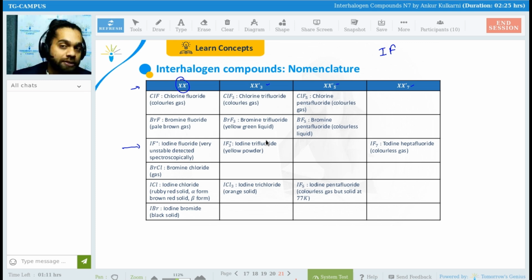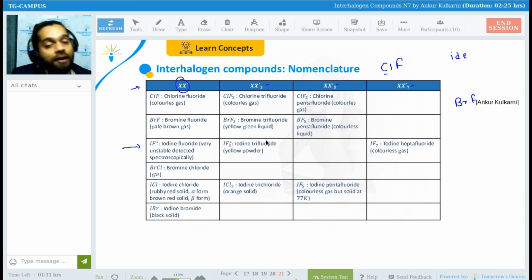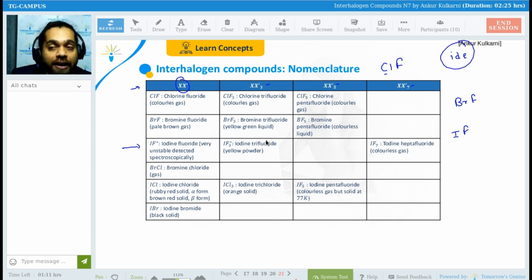So how to name this? The first atom that you have, for example, if I have ClF, you will write down the name of that element. Cl is nothing but chlorine, and to the second element you will add the ide. So this is chlorine fluoride. If I have BrF, it will be bromine fluoride. If I have IF, it will be iodine fluoride.